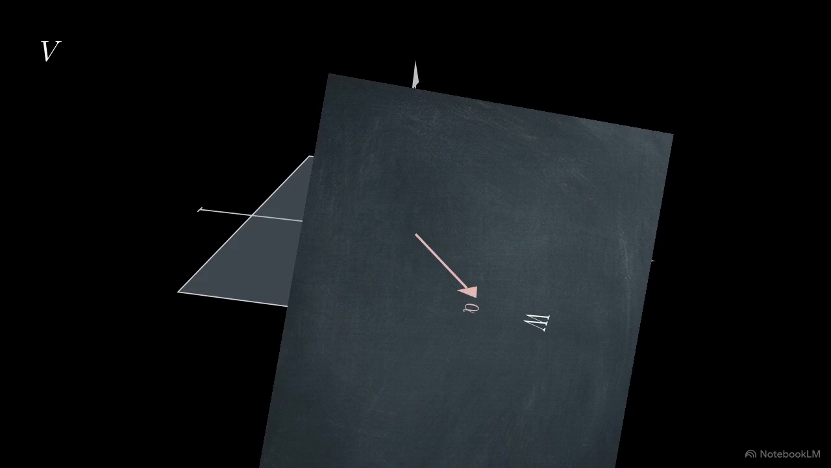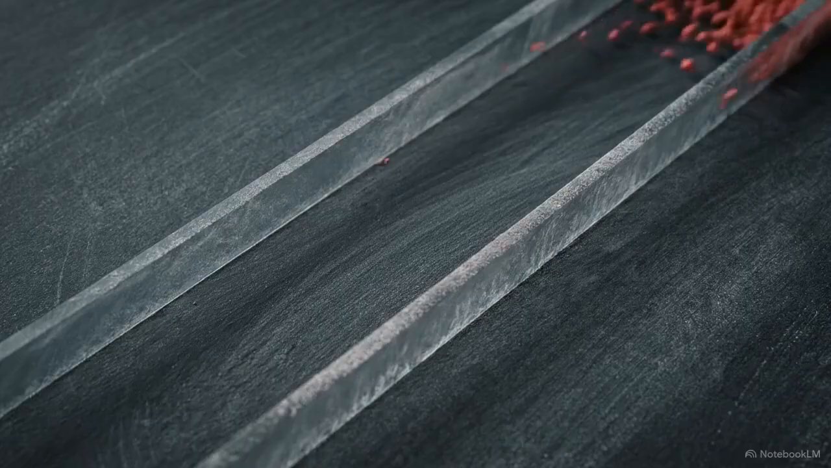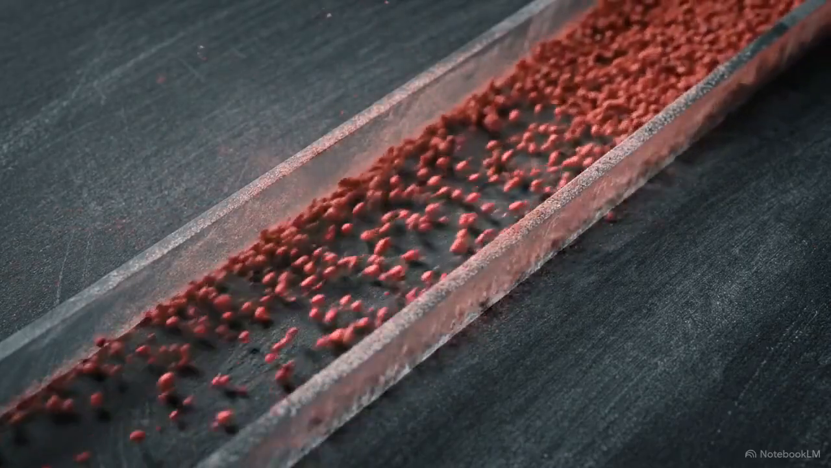For W to be considered an invariant subspace, applying the operator T to alpha must result in an output vector that also lives exactly on this plane. The formal notation for this requirement is T of W is a subset of W. We apply the transformation, and while the vector changes length and direction, it remains locked to the two-dimensional boundary of W. The vectors inside the subspace are not frozen in place.